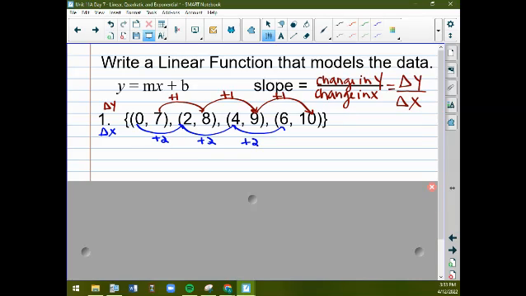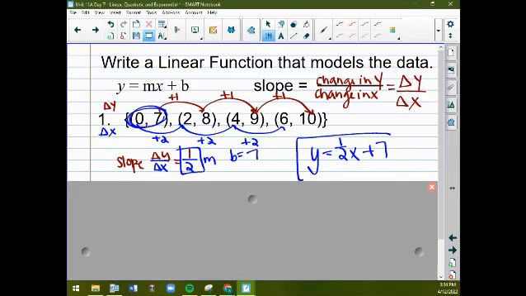So when I put these together to find my slope, I'm going to do my change in y, which is equal to 1, divided by my change in x, which is equal to 2, and that is my m, my slope. And then my b is the y-intercept, which is when x is 0. So my b equals 7. So I put those together, and I get y equals 1/2 x plus 7. I find the slope, and I find the y-intercept.